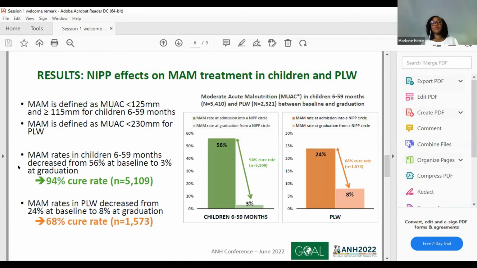Looking at the treatment of moderate acute malnutrition in children and pregnant and lactating women. So as I said, we were collecting anthropometric data, and what we found across those 5 countries is a decrease of the rate of moderate acute malnutrition, for example in children, from 56% at admission, so baseline when they were enrolled into the program, to 3% at graduation, so when they exited the program. And this corresponded to a 95% cure rate. And we found a 68% cure rate for pregnant and lactating women.